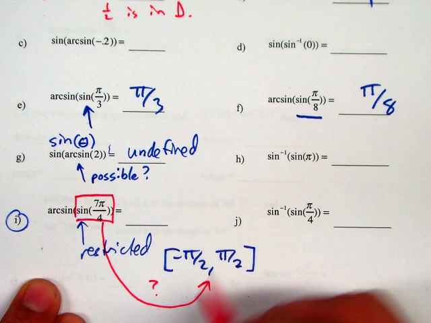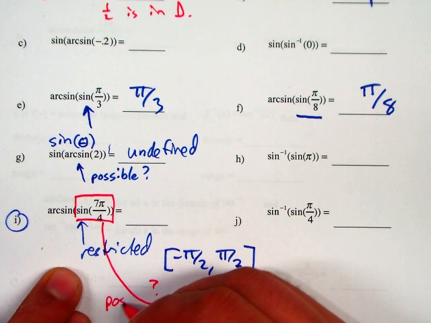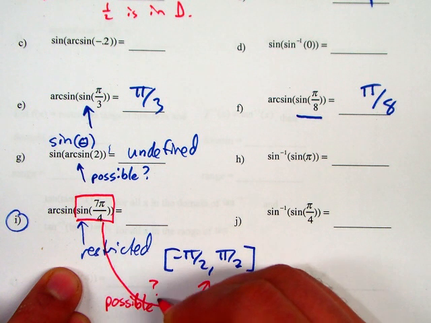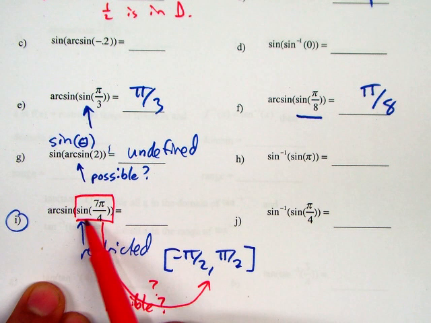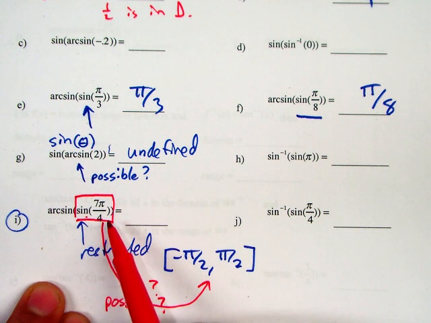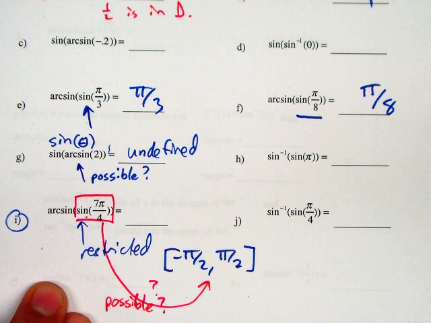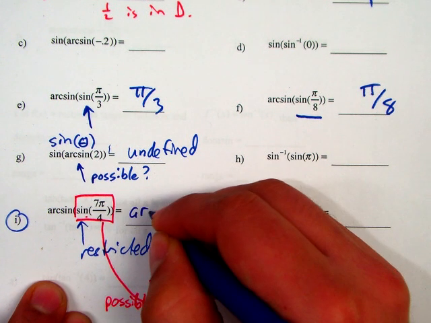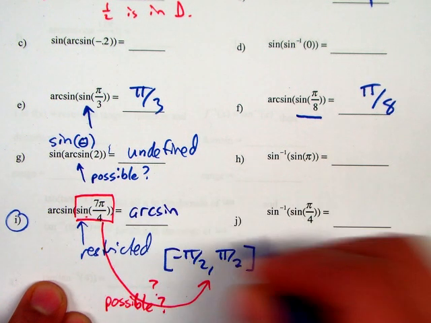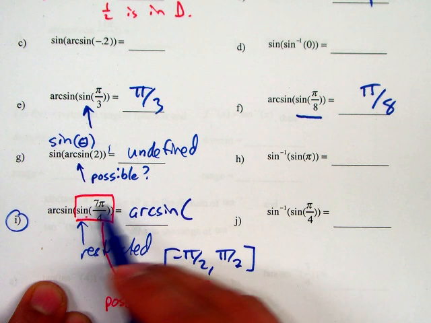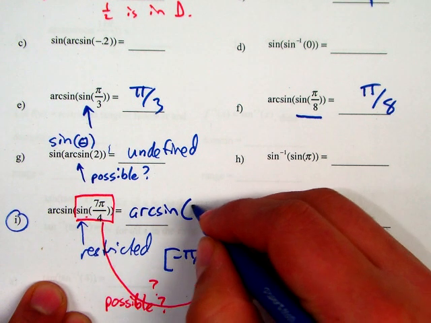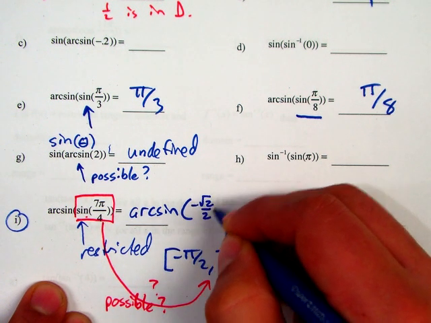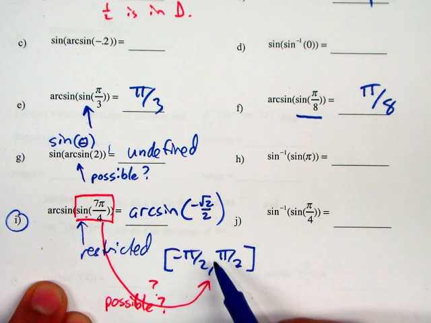So now, is this possible? Can we actually find the sine of 7 pi over 4? Okay, and the answer is yeah. That's just unit circle, so that's no big deal. So we have arcsine, and then the sine of 7 pi over 4, that's in the fourth quadrant. So that's going to be negative root 2 over 2.